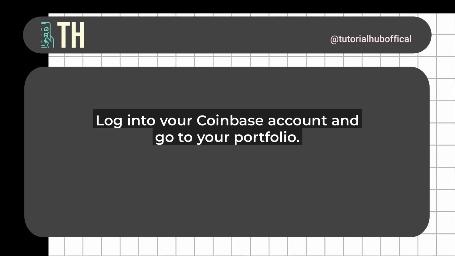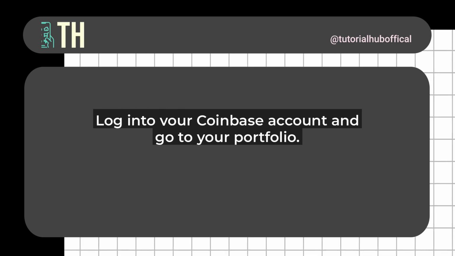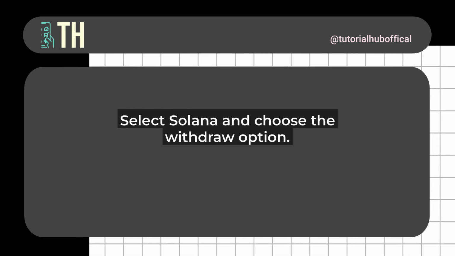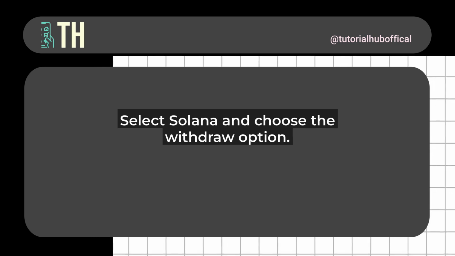Let's get started. Step 1. Log into your Coinbase account. Head over to the dashboard and navigate to your portfolio. Find Solana in your asset list and click on it. You'll see an option to withdraw. Go ahead and select that.